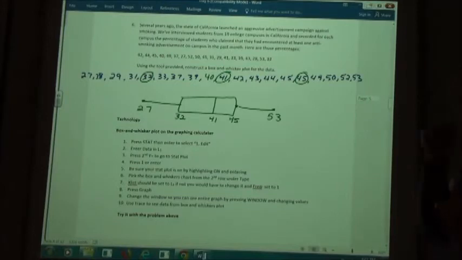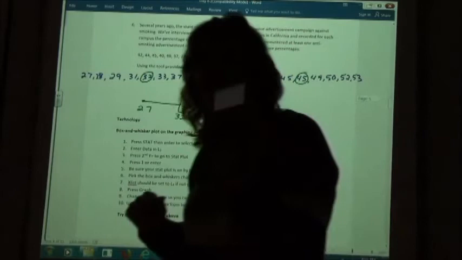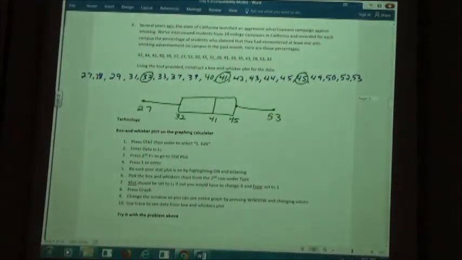You just hit second function and stat plot again. Is this so right? Second function, Y equals. Now mine's cut off because my window needs to be changed. We're going to fix that in a second. Is that?